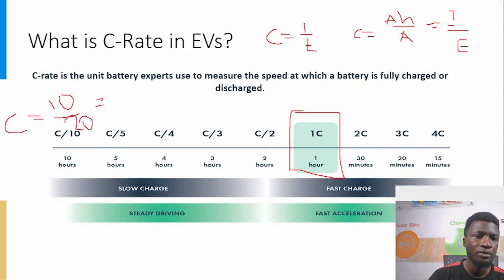So now we have 0.5, which talks about what? C over 2, meaning we have 2 hours to charge this vehicle. That is how long it takes for you to charge this electric bike. Which is C over 2, 2 hours to charge this.